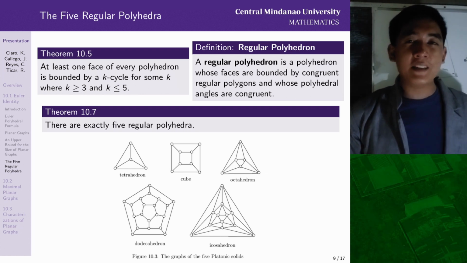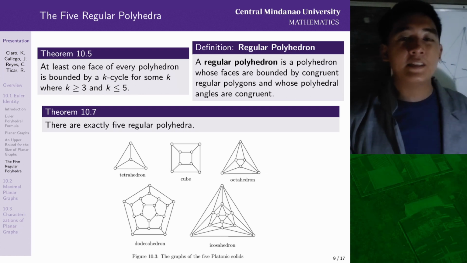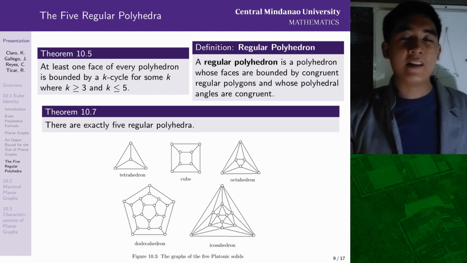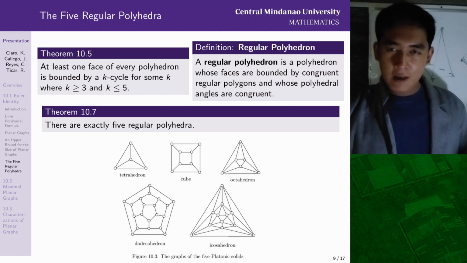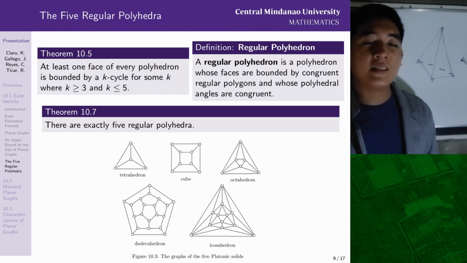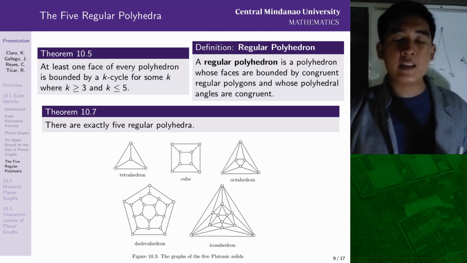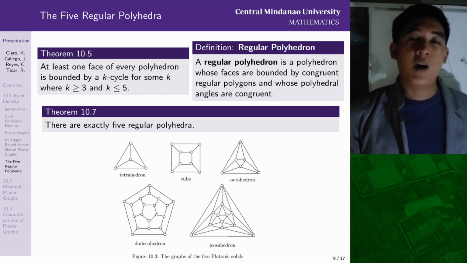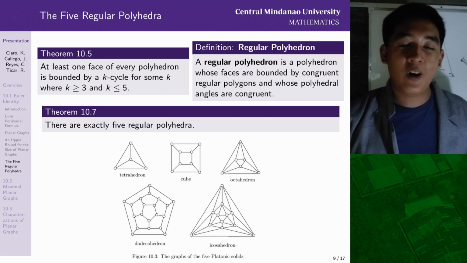We have here theorem 10.6. At least one face of every polyhedron is bounded by a k-cycle for some k where k is greater than or equal to 3. So this theorem just assures that every polyhedron has at least one triangular face or higher.